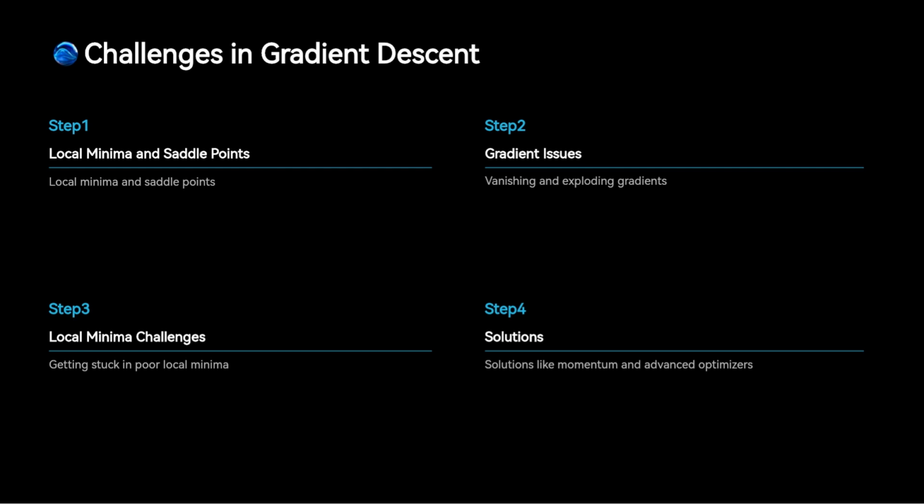Additionally, in very deep networks, the vanishing and exploding gradients problem may arise, where gradients become either too small or too large, making the learning process difficult. Solutions to these problems include techniques like momentum, which helps to accelerate gradients in the right direction, and advanced optimizers like ADAM, which automatically adjusts the learning rate based on the gradient's magnitude.